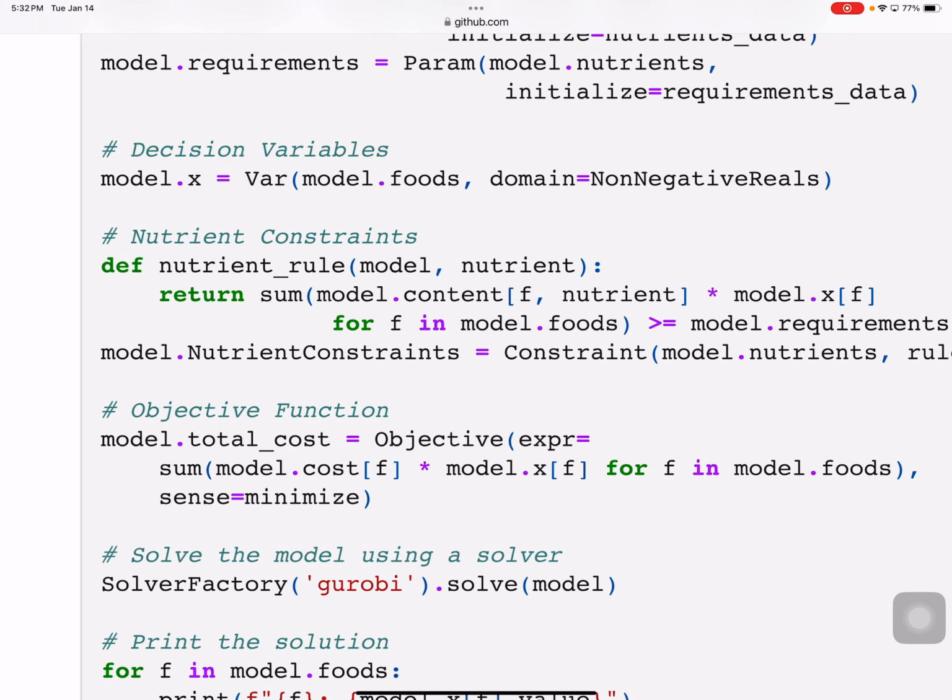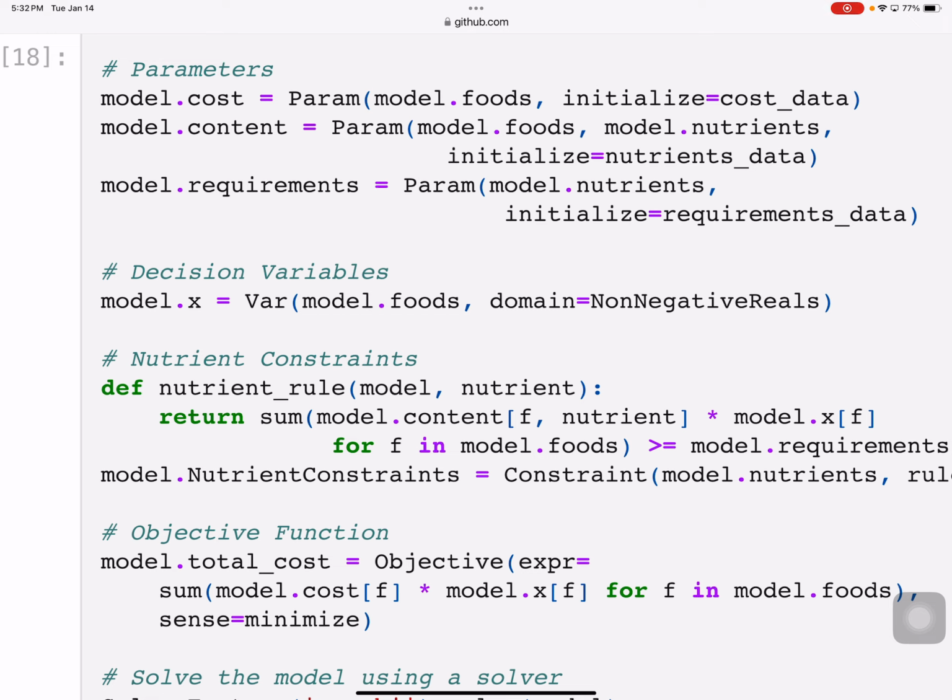Then you can define your decision variables x here. The keyword in Pyomo is Var. Similarly, you need to index the variables by model.foods in this case. Remember all these variables are non-negative reals. There are different keywords in Pyomo where you can define the domain of variables. In the next example, you will find the domain equal to binary. Here, because x is a non-negative continuous variable, the domain equals non-negative reals.